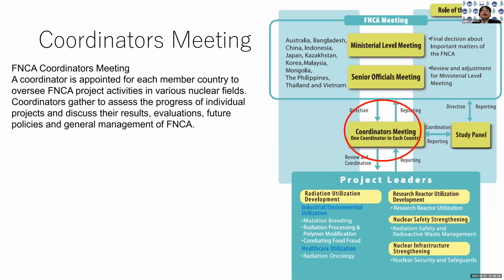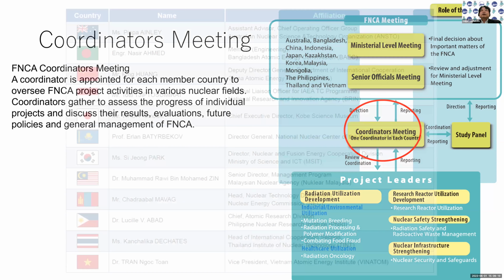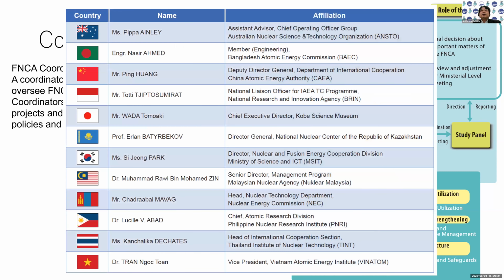The other is the coordinator meeting. A coordinator is appointed for each member country to oversee FNCA project activities in various nuclear fields. Coordinators gather to assess the progress of individual projects and discuss their results, evaluation, future policy, and general management of FNCA. This shows a list of the national coordinator of each country. You can see the coordinator of your country.